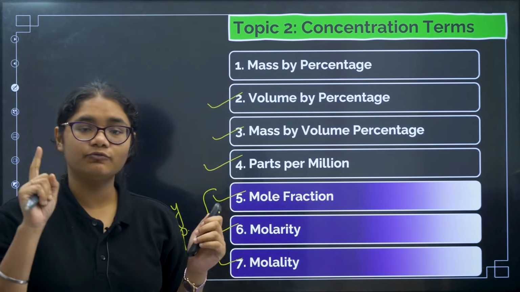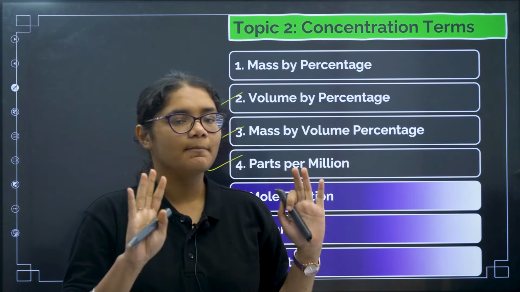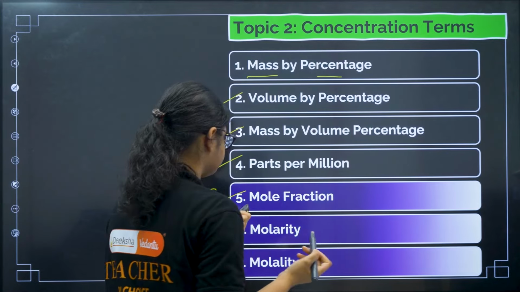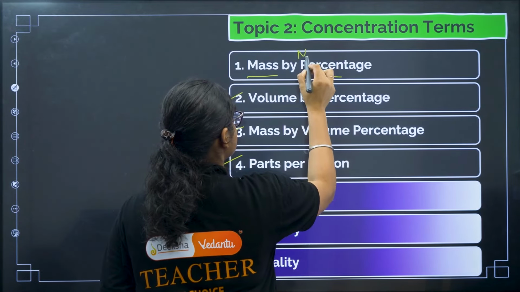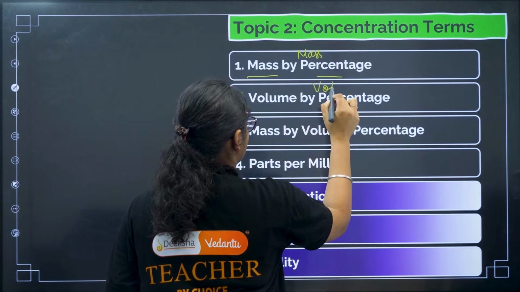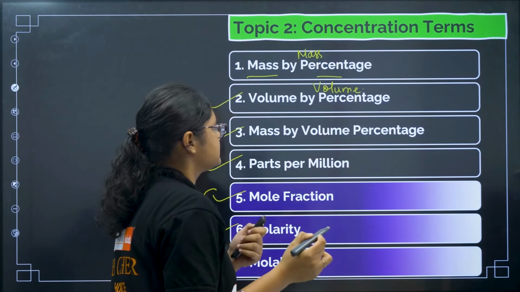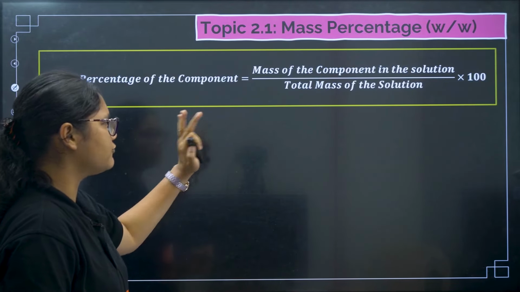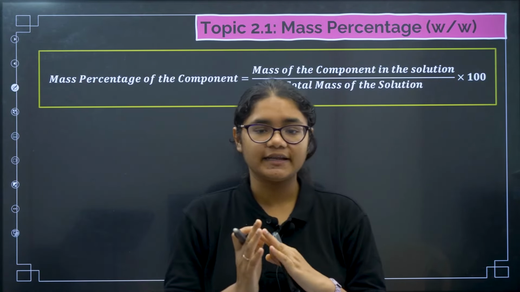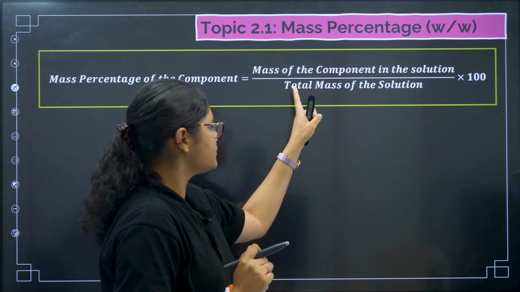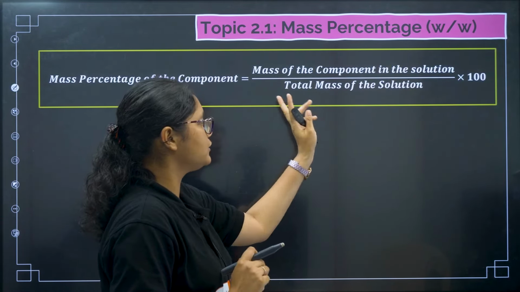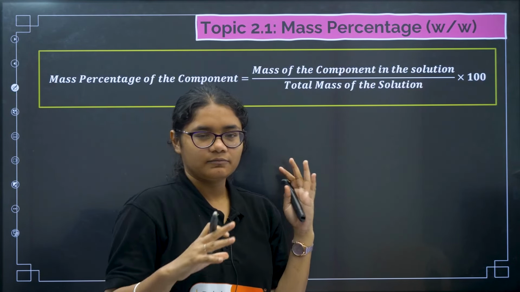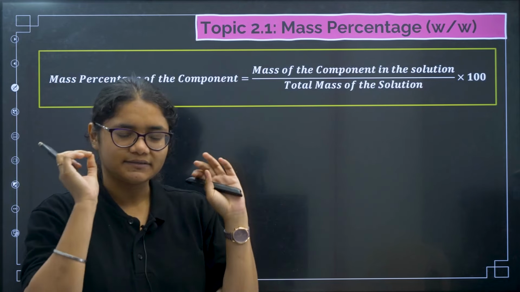But we will cover each one of them in detail. So let us move to the first concentration term, mass by mass percentage. Here I had missed it: it is mass by mass percentage, volume by volume percentage. Now let us see the first one, mass percentage. The formula: mass percentage of a component is equal to the mass of the component in the solution divided by the total mass of the solution, into 100. The formula might look a little complex, but it is a very simple thing.